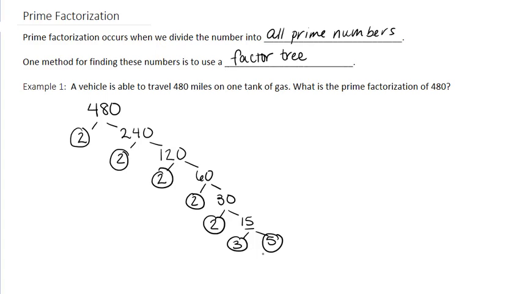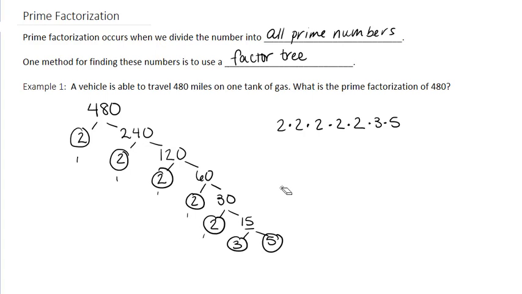So now we have our factor tree, and it's completely divided into prime numbers. We have 1, 2, 3, 4, 5 2's. So we'd write it like this: 2 times 2 times 2 times 2 times 2, and then times 3 times 5. All these numbers, when multiplied, equal 480.